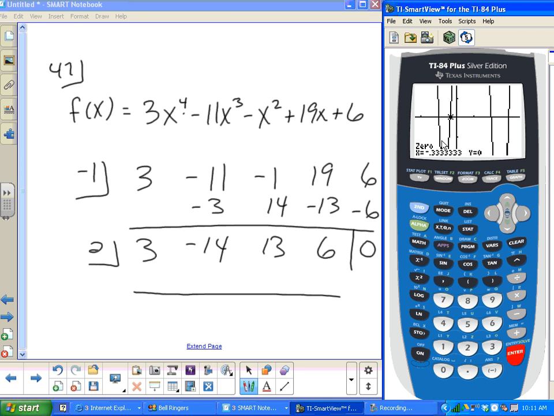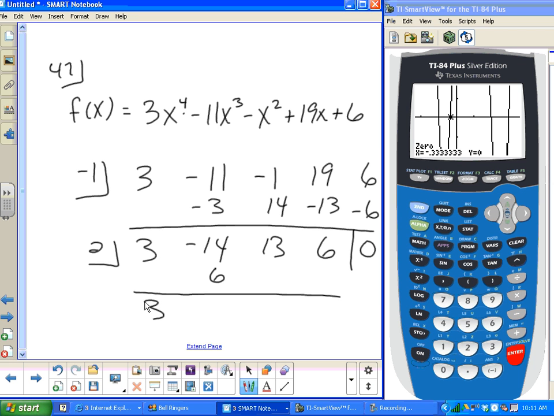Right. Okay. Now we'll bring down the 3. 2 times 3 is 6. Negative 14 and 6 is negative 8. And then negative 8 times 2 would be negative 16. 13 minus 16 is negative 3. Negative 3 times 2 is negative 6. Surprise, surprise, it worked. Okay, which it should, right?